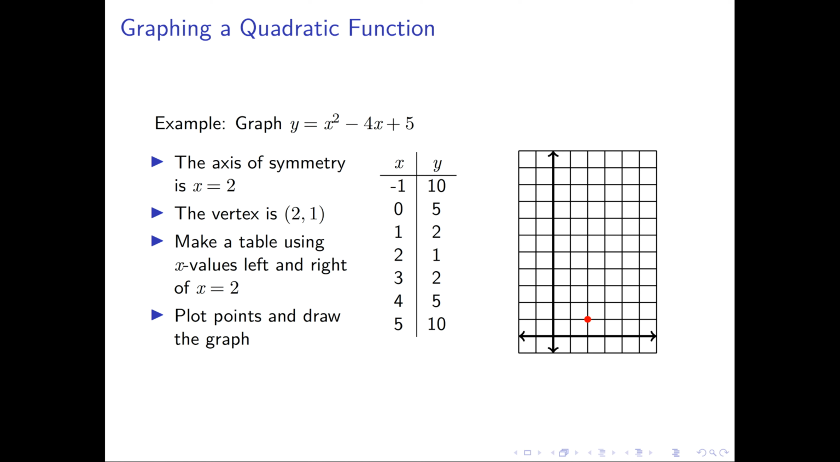And I sometimes start with the vertex point, and then plot the 2 points on either side of that for x = 1 and x = 3. Then for x = 0 and x = 4. And then x = -1 and x = 5, and draw in the graph.